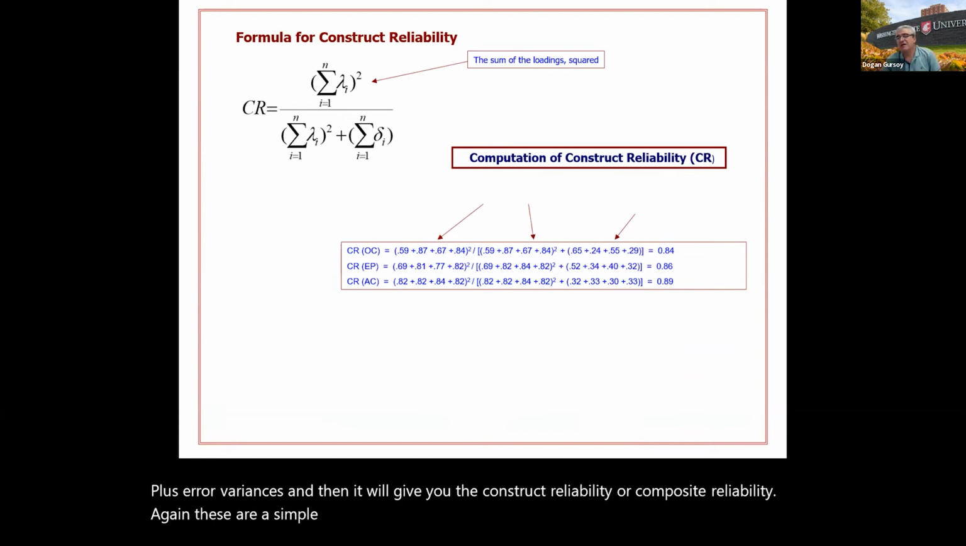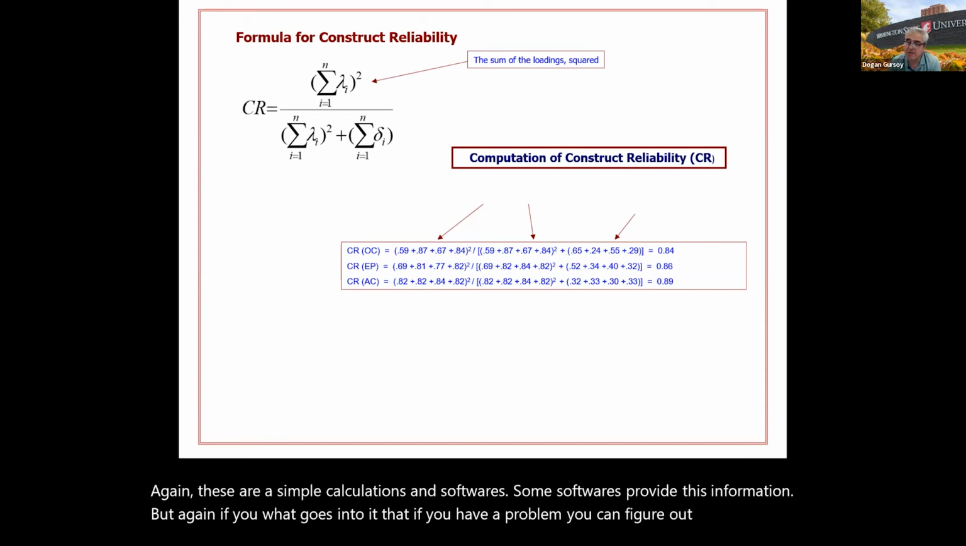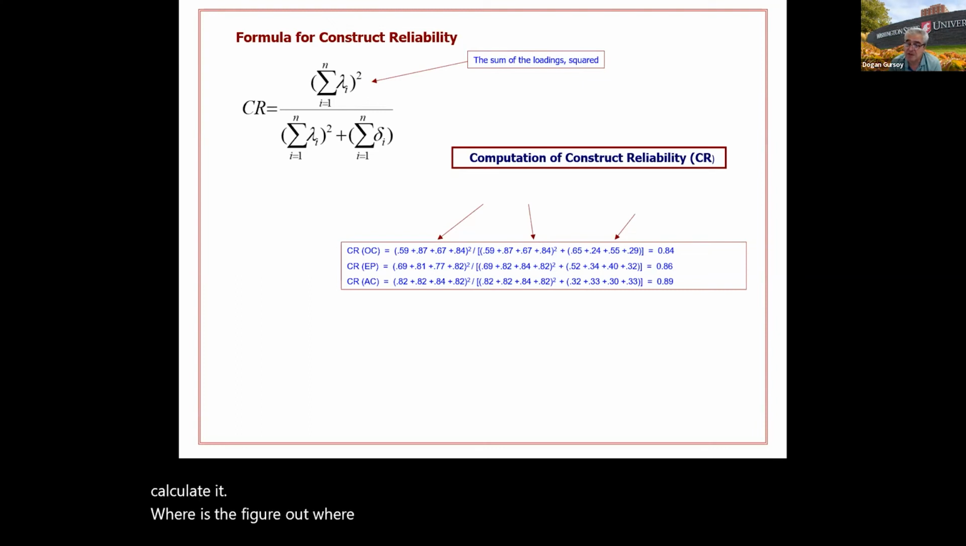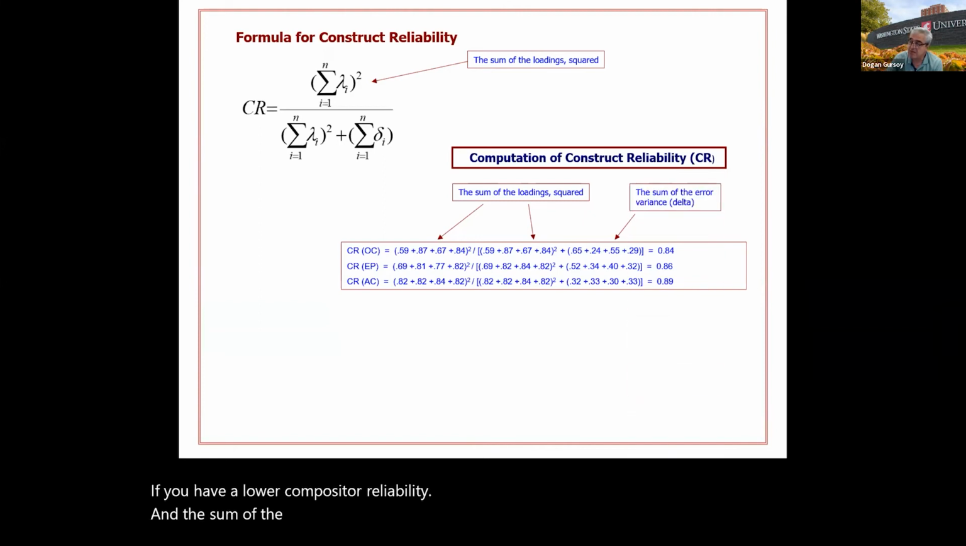And some software provides this information. And again, if you know what goes into it, then if you have a problem, you can figure out why you have a problem. When I look at these calculations, if you know how to calculate it, you can easily figure out where the problem is if you have a low composite reliability. And this is the sum of the loading squared, and then this is the sum of the error variances.